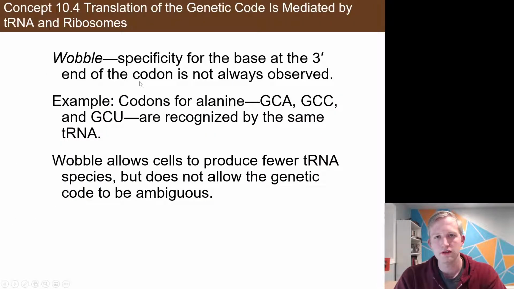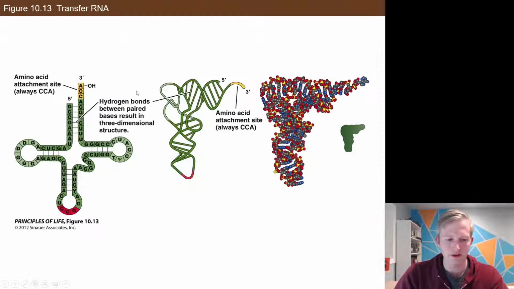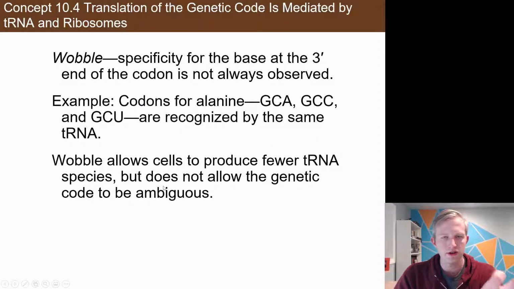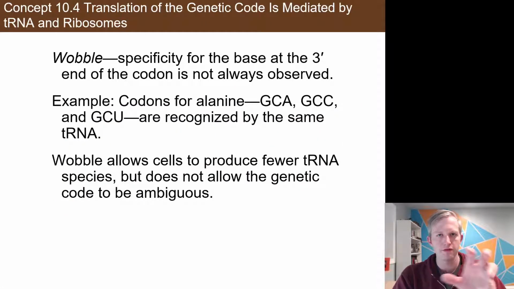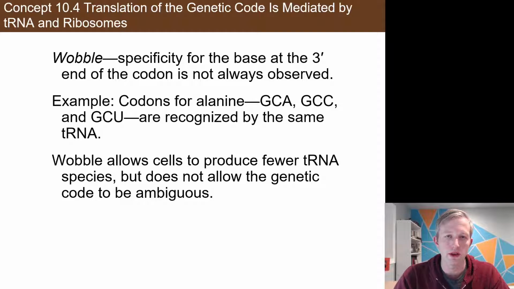Now, there's a concept called wobble. You notice that this is a little rounded portion of the tRNA here, and for that reason it doesn't always fit perfectly onto the codon, and that's why for a lot of these different amino acids we see a lack of specificity on that third codon letter. So it gives an example here.